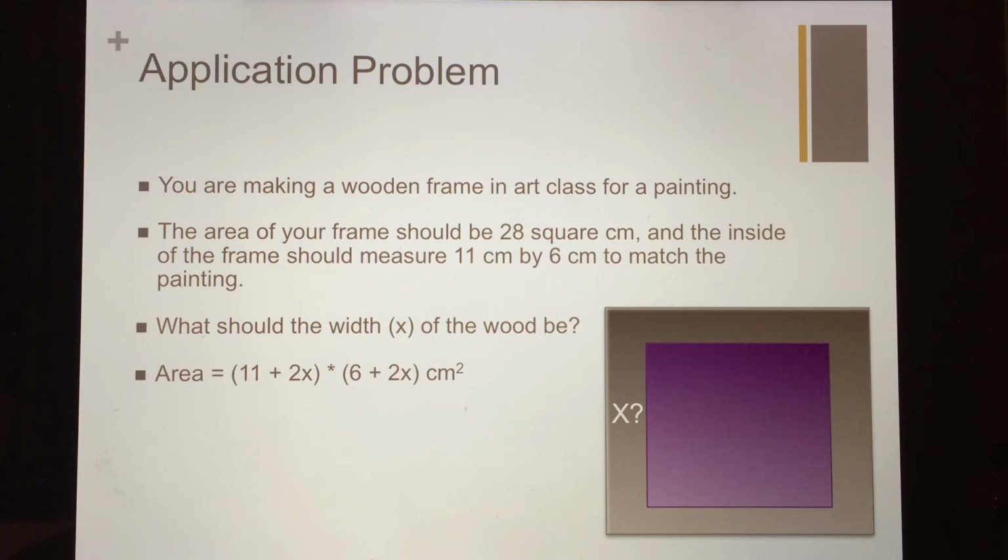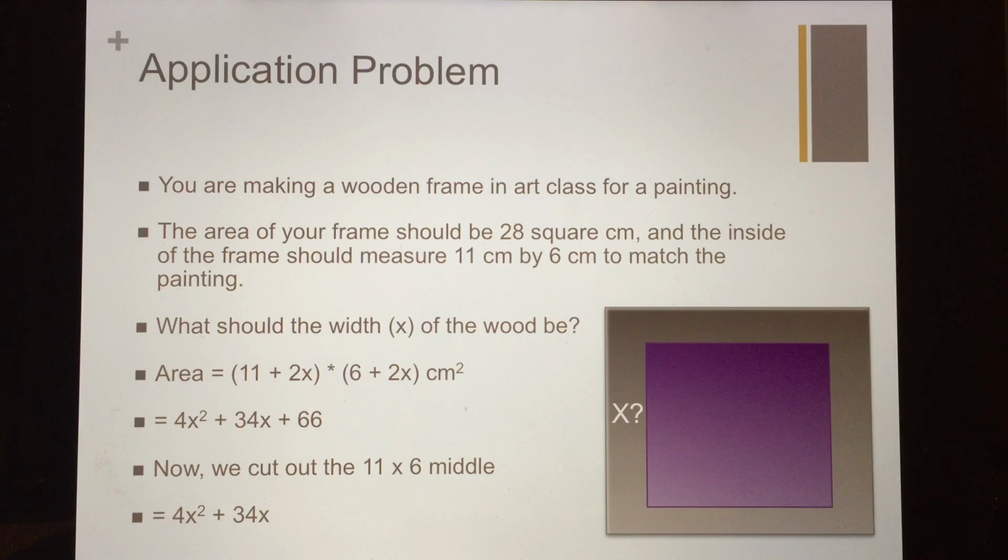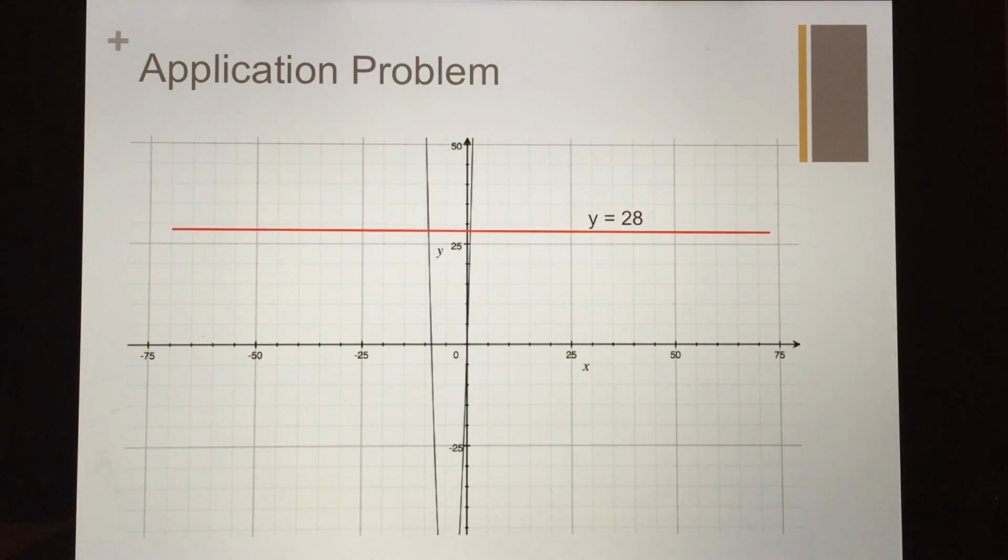So the formula for area in this will be (11 + 2x)(6 + 2x) centimeters squared. We multiply this out and we get 4x squared + 34x + 66. Now we want to cut out the middle of the graph, which is 11 times 6 centimeters, and we'll end up with 4x squared + 34x.